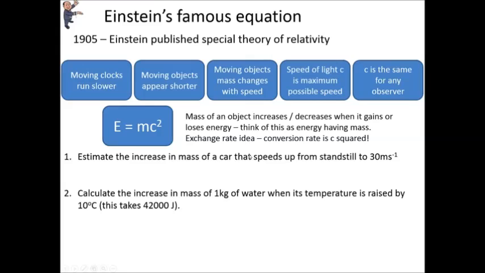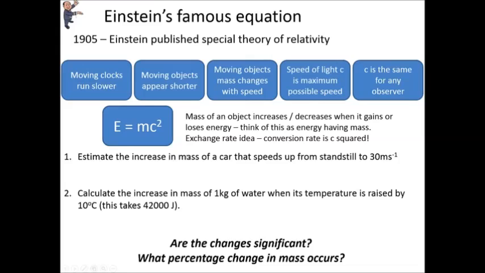So what we could do is some maybe silly calculations. We can estimate the increase in mass of a car that speeds up from standstill to 30 meters per second. A car increases its energy when it goes from 0 to 30 meters per second. If it increases its energy, it therefore must increase its mass. How much? Well, let's have a look. Half m v squared, I've assumed a 1,000 kilogram car, gives 450,000 joules. Then we'll put it into m equals E over c squared, just a rearranged Einstein's equation, and we've got an increase in mass of 5 times 10 to the minus 12 kilograms, so not a lot.